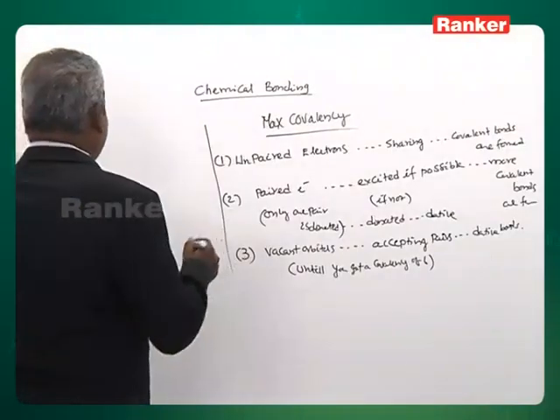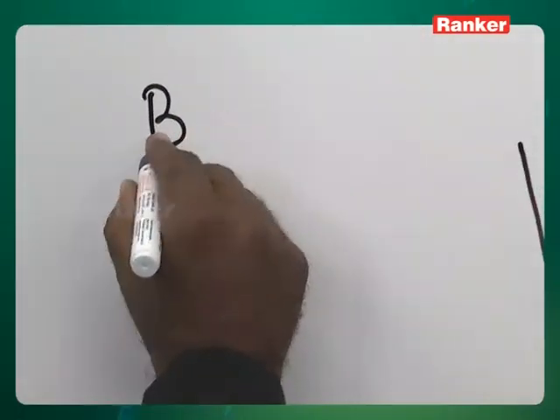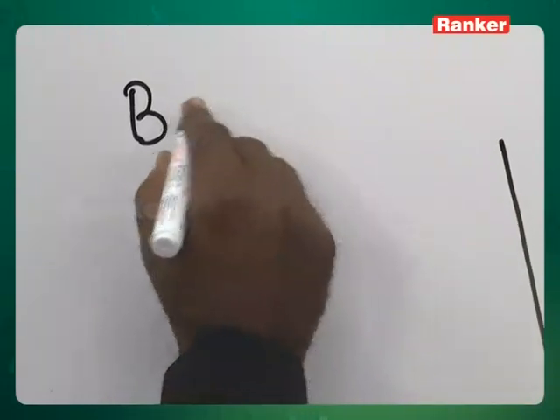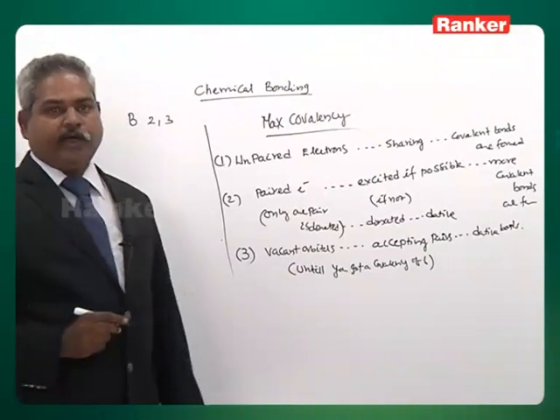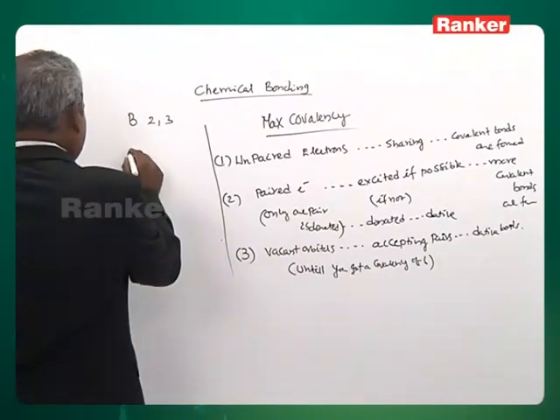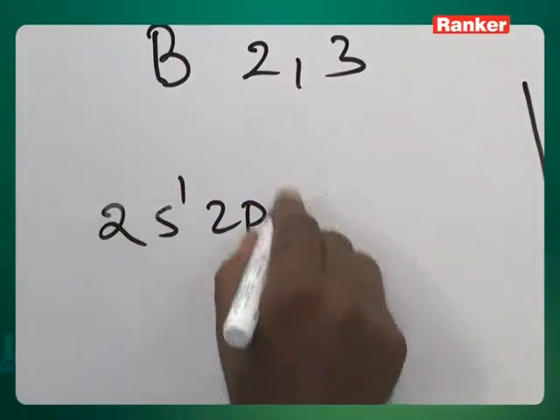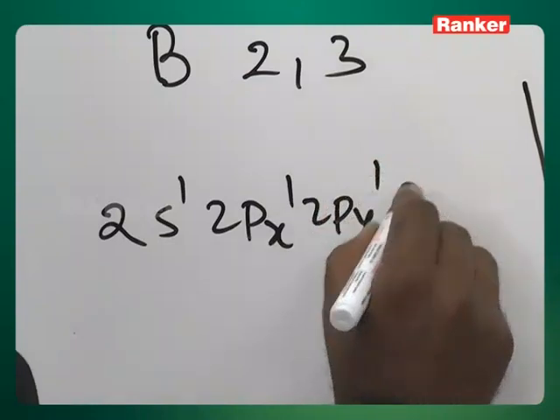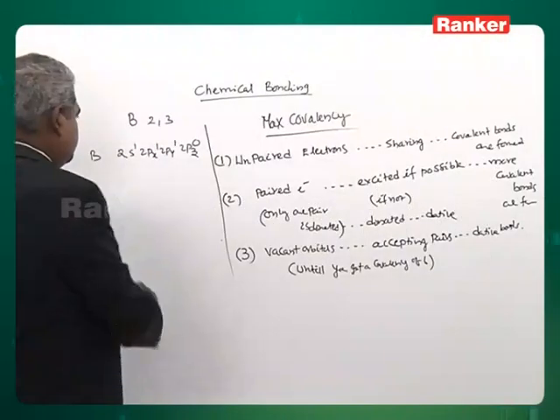So let us look at the maximum covalency of boron. Boron has 3 electrons only in its outermost shell, 2, 3. Atomic number is 5, number of valence electrons 3. So 2s1, 2px1, 2py1, 2pz0. What is that boron can do?